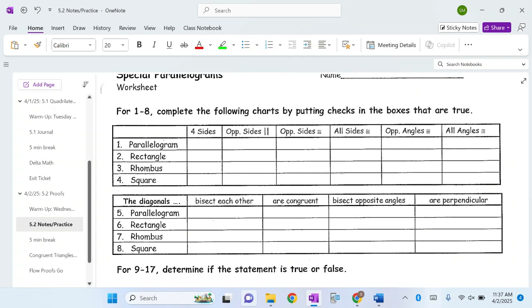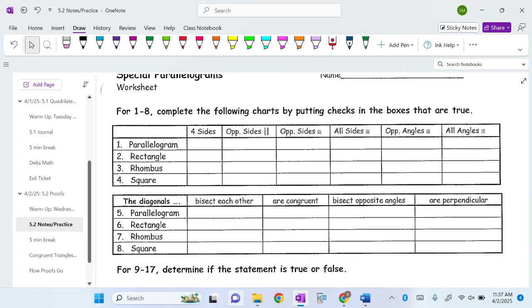All right. So we're dealing with the special quadrilaterals that we talked about yesterday, specifically parallelogram, rectangle, rhombus, and square. Those are typically the 4 that we'll use in this class. We'll use kite and trapezoid a little bit, but when it comes to proofs, those 4 are kind of the key. All right. So first off, we're just talking about their sides and angles.